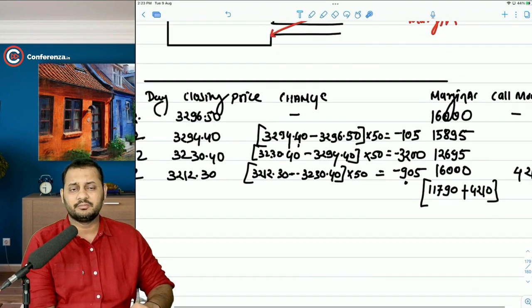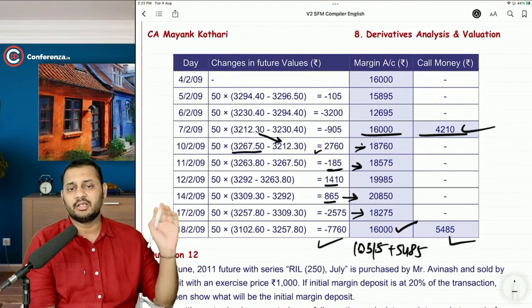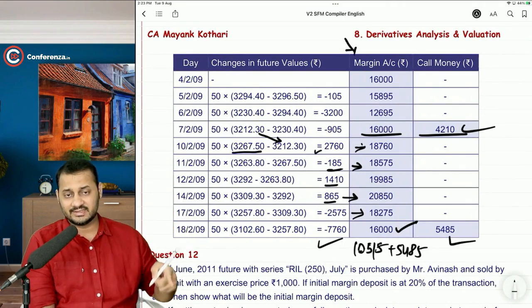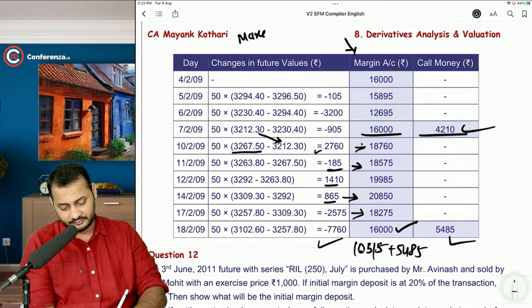And the same thing is there. 16,000 should be the minimum balance. So this is your margin account, and this process, every day's settlement, is called marking to market.